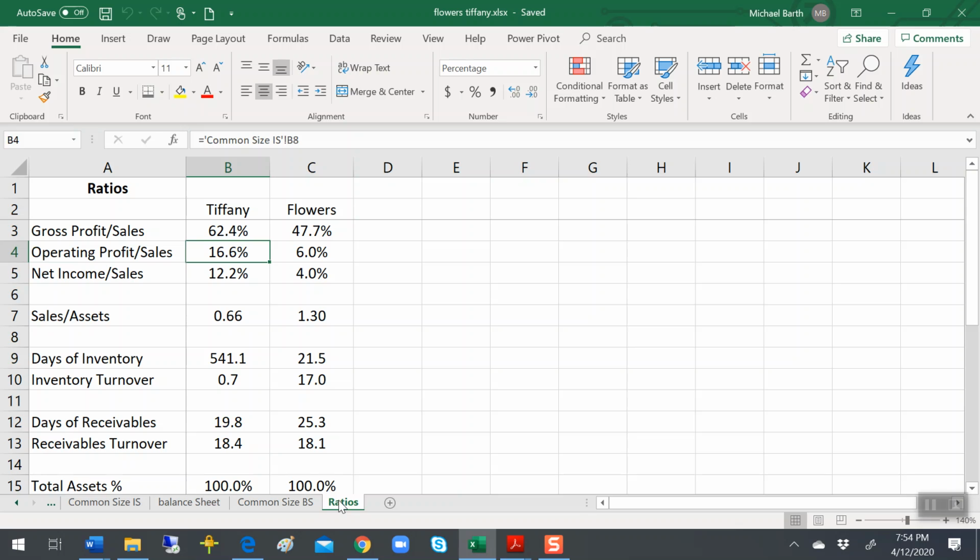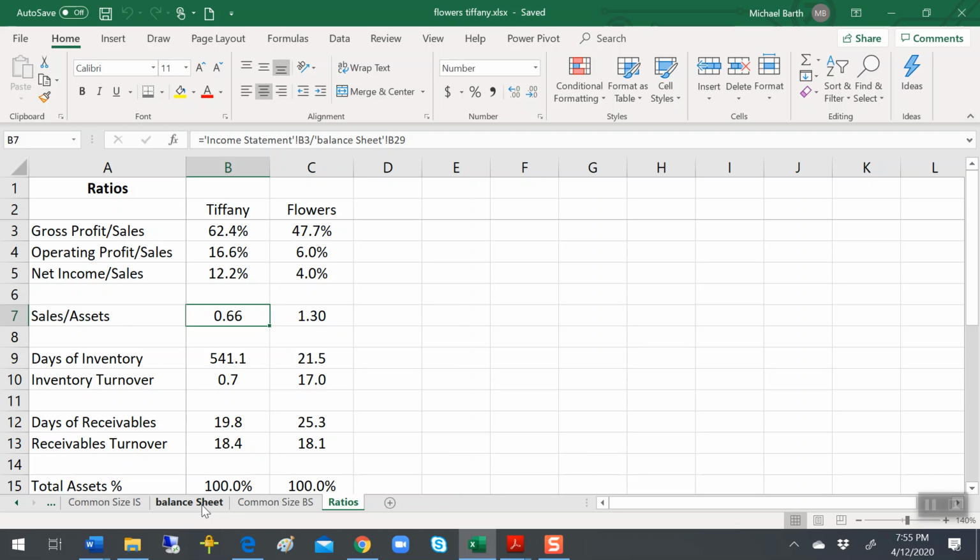Notice that when we get to the operating profit, Tiffany still has a higher operating profit relative to Flowers, and the net income per dollar of sales is much higher. So when they make a sale over at Tiffany, they mark that stuff up and they make a good profit on it. But if we look at the number of sales they make per dollar of assets, we can see that Tiffany's sales, which are about $4 billion, are about 67% or two-thirds of the level of assets. So they have more assets than sales.